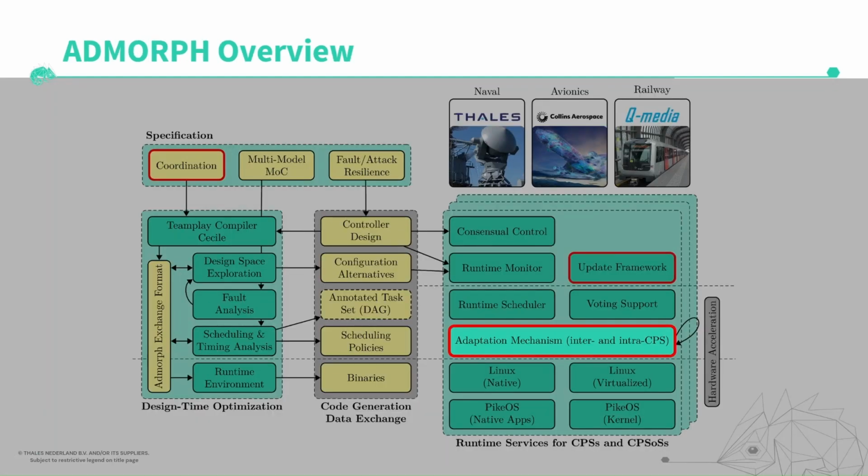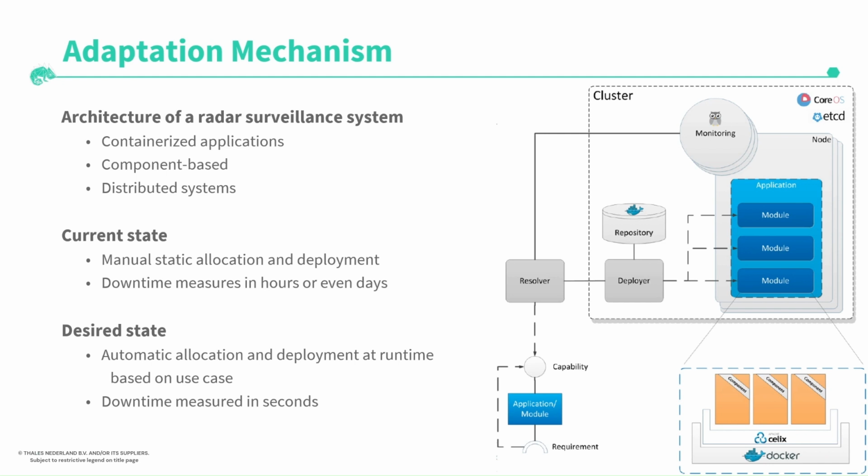Next, I will be showing the core body of our work, that being the demonstrator that we developed for our use case. This demonstrator serves mainly as a proof of concept for an adaptation mechanism in the runtime environment of a radar surveillance system and demonstrate that these techniques could be used in future Thales applications to solve some of the problems that we currently face. First, I want to elaborate on the software architecture of a Thales radar surveillance system, as this relates to the problems that we are trying to solve with the demonstrator.